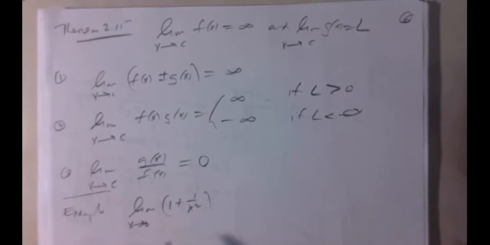So for example, if you have the limit as x goes to 0 of 1 plus 1 over x squared, this is the sum of two functions. 1 has limit 1, that's just a constant. 1 over x squared as x goes to 0 is going to infinity. So that's this first rule. This is infinity.